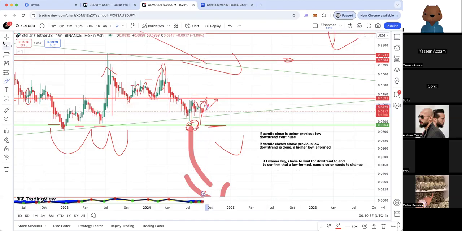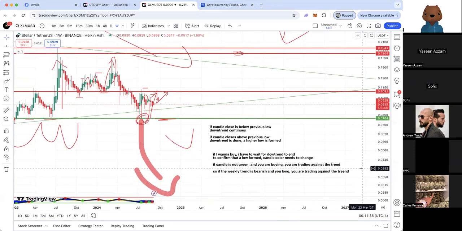Because if the candle doesn't open green, right? So if the candle is not green and you are buying, you are trading against trend. So if the weekly trend is bearish and you long, you are trading against the trend. Does that make sense? Hopefully it does. Okay.